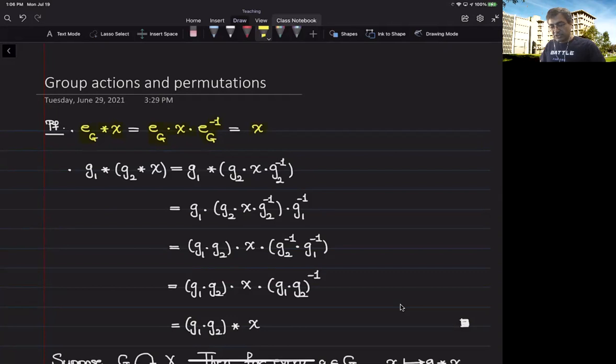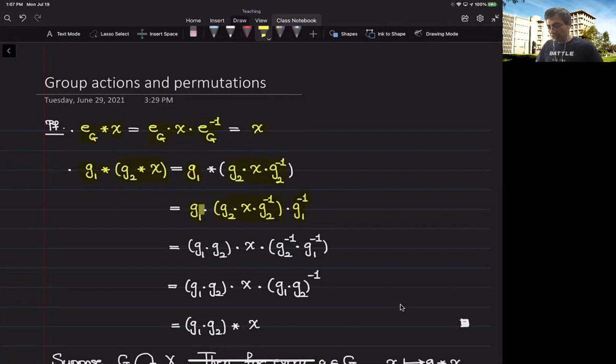Okay, next let's check what we have when we apply G1 to what G2 does to X. Let's start with the inside parentheses. When I apply G2 to X, when G2 acts on X, that means I'm simply conjugating X by G2. Now, when I apply G1 to this element, I have to conjugate this element by G1.